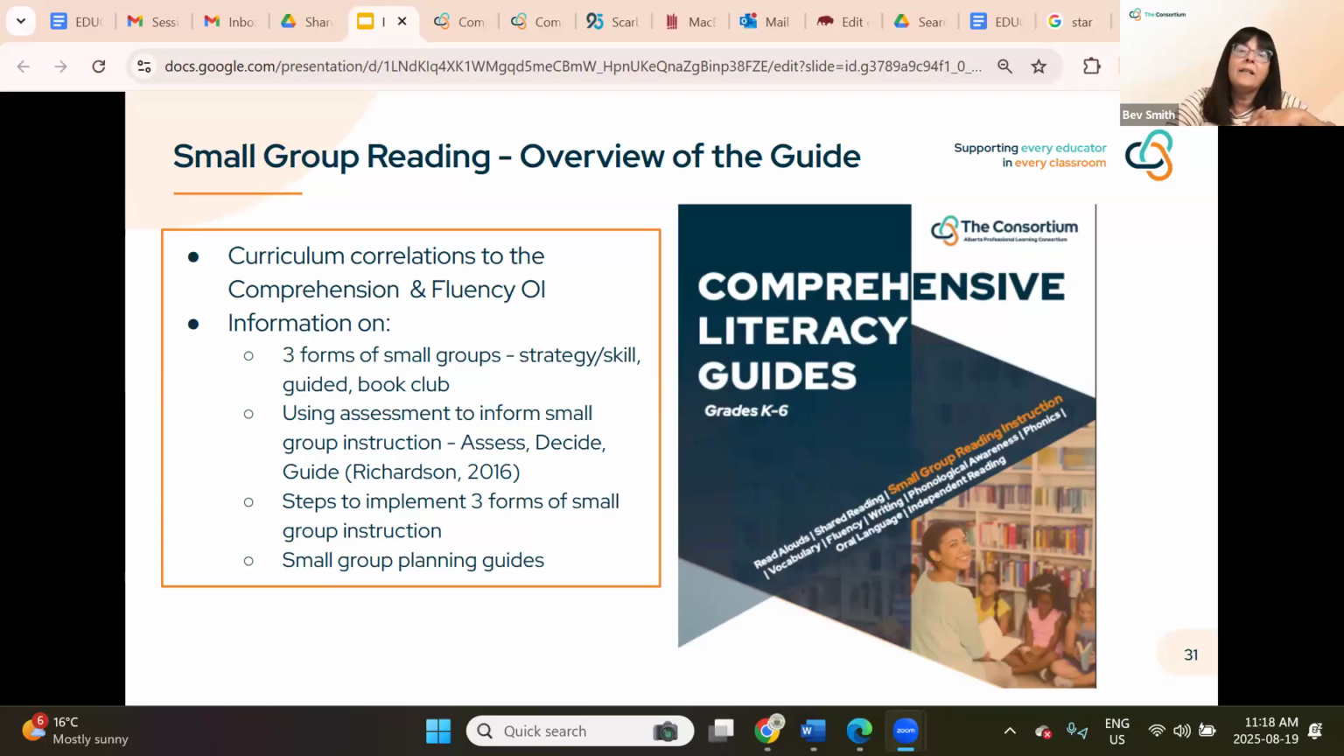And Jan Richardson has a model for that called Assess, Decide, and Guide. And you'll find an overview of that within the guide. There are also the steps for implementing all 3 forms of small group instruction. And there are small group planning guides, which we'll show you in just a few moments. So small group reading instruction is that we do, or it's like that second form. It's the more guided practice where we're working with smaller groups.